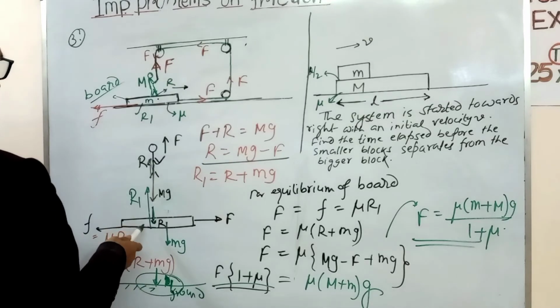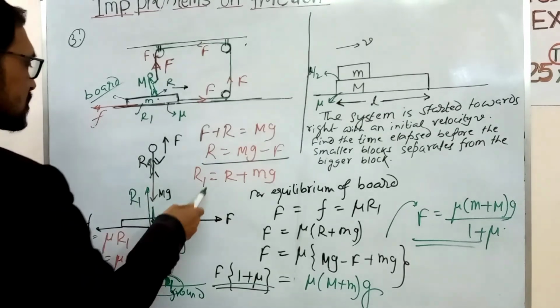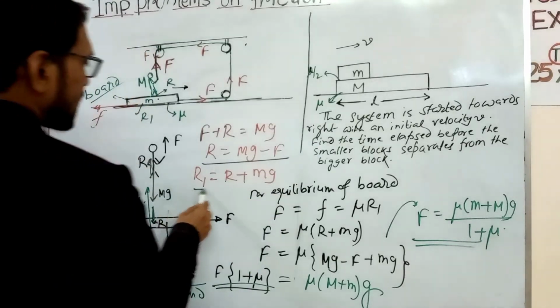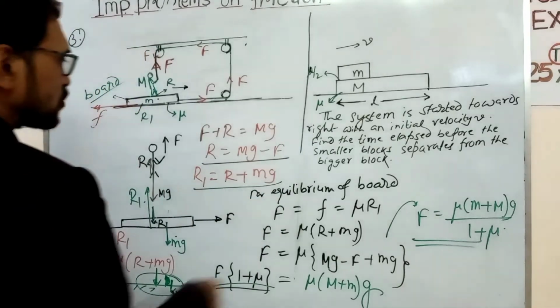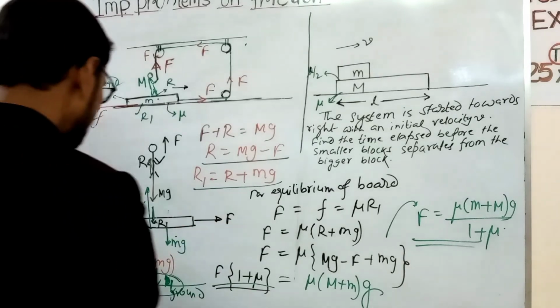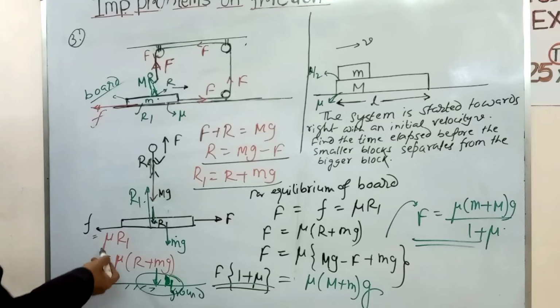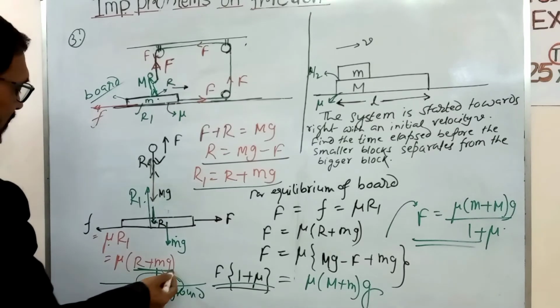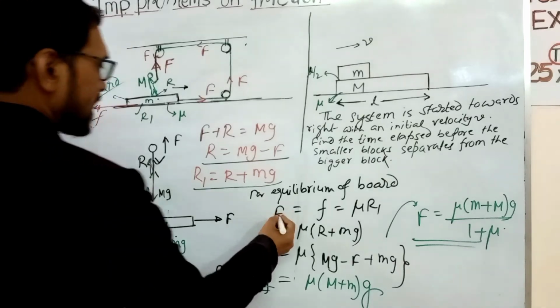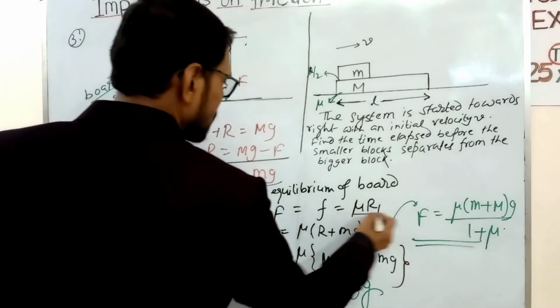As there is no motion along the vertical, R1 will be R plus mg. So that's why you get R1 equal to this. Now for equilibrium of the board, force F acts in this direction, friction acts in the opposite direction. What is the friction force? Friction force will be mu into R1, which is equal to mu into (R plus mg). So for equilibrium of the board, F acts in this direction, friction equals mu into R1.